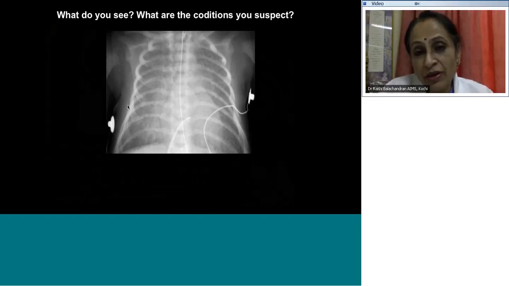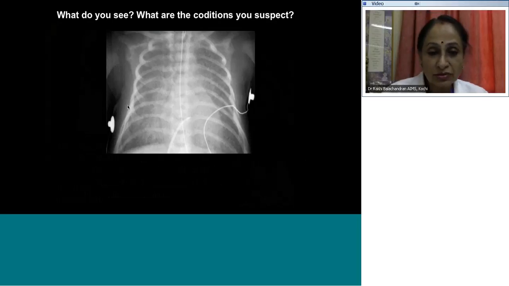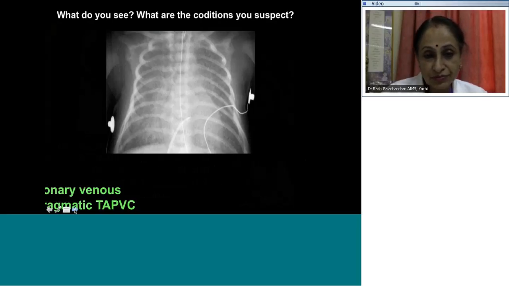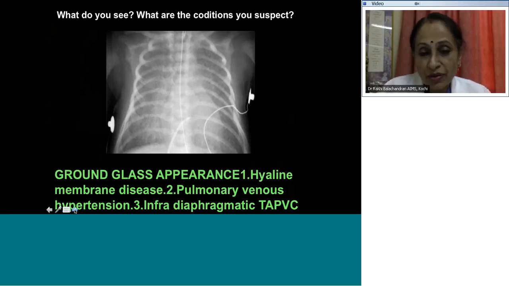Now what do you find in this? This is the newborn baby with the respiratory distress, tachypnea on monitor. What do you think? What are the things that you suspect? Okay, there is a ground glass appearance. Okay, what are the conditions where you get the ground glass appearance?